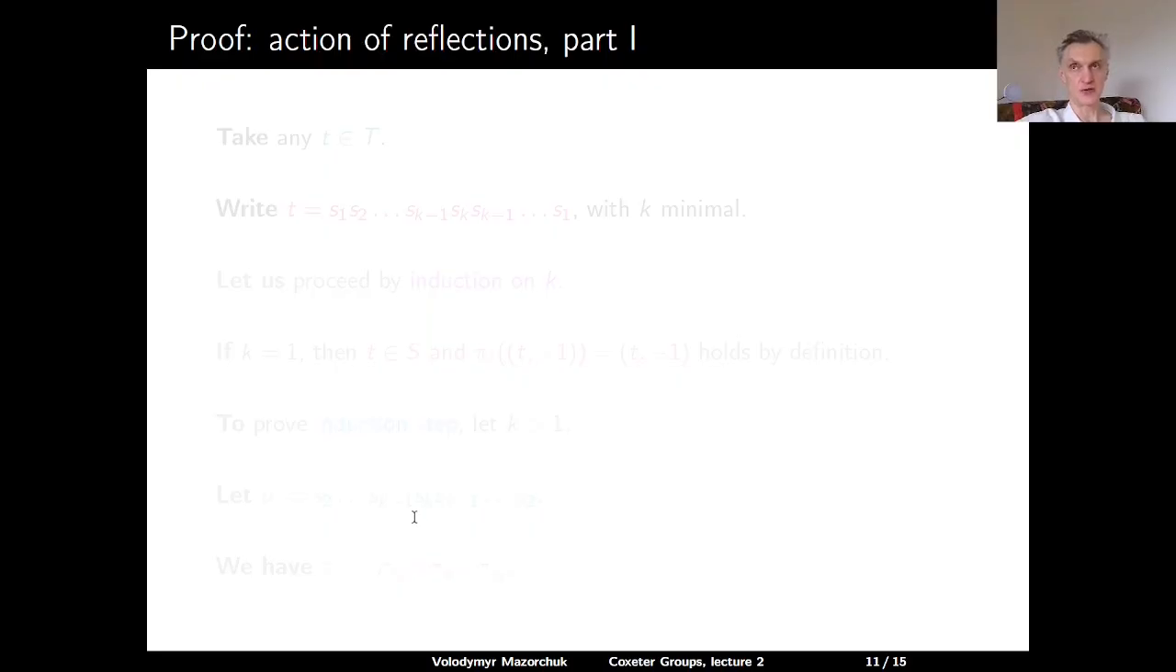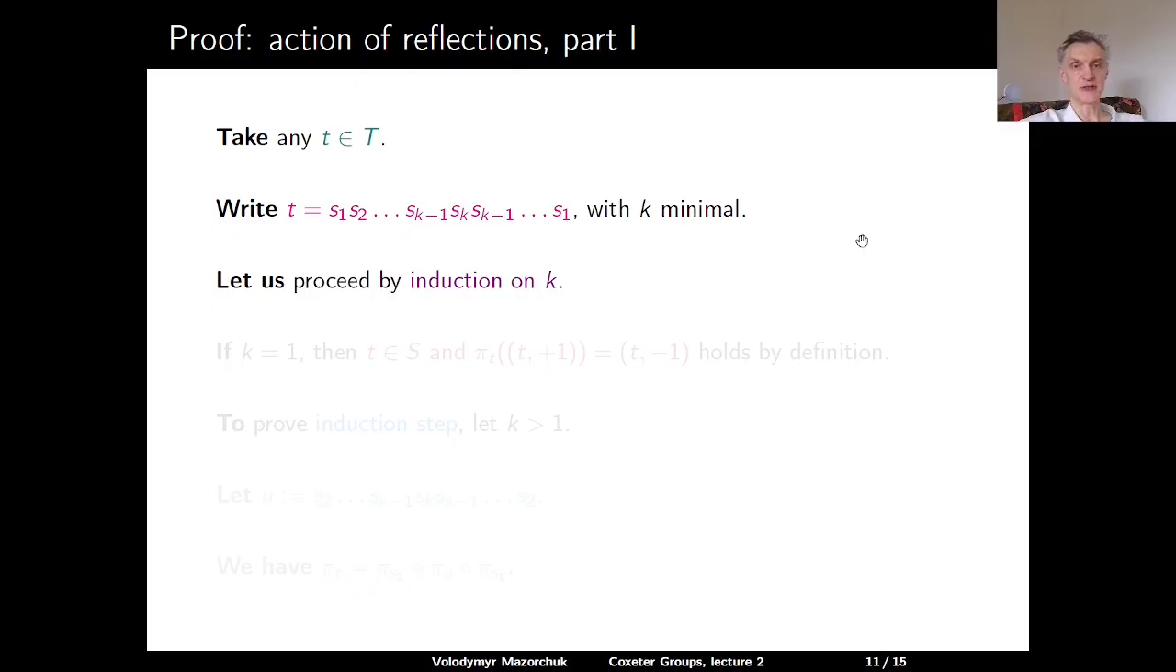So it remains to consider the action of reflections. So let's take any reflection t and let us write it as a conjugate of some sk by some basis elements, in the minimal possible way, in the shortest possible way. And let us proceed by induction on k. If k is equal to 1, then our reflection is actually a generator, and for the generator the fact that pi t applied to (t, 1) gives (t, -1) is just the definition.